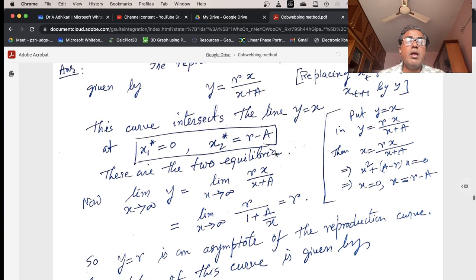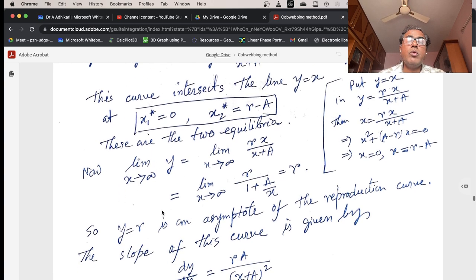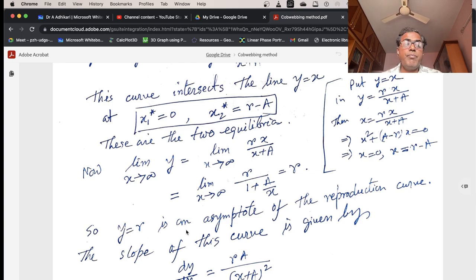Now if the limit as x tends to infinity of y, that is rx by x plus a, dividing numerator and denominator by x, we get r by 1 plus a by x. As x tends to infinity, a by x tends to 0, so we get r. So y tends to r when x tends to infinity. So y equal to r is an asymptote of the reproduction curve.